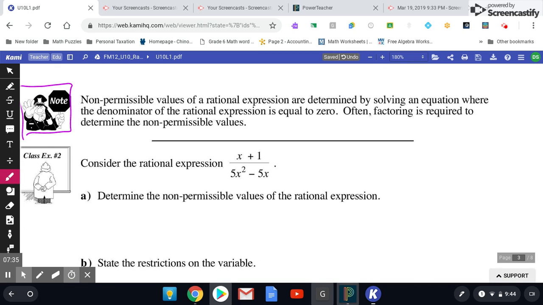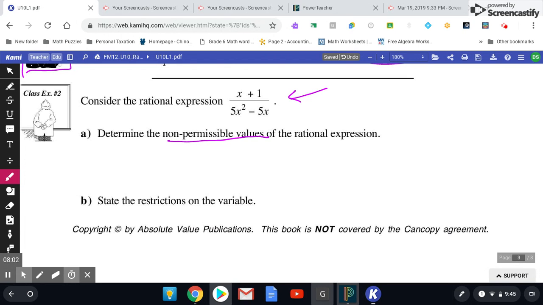Here's a stop sign guy again. He's very important. Non-permissible values of a rational expression are determined by solving an equation where the denominator of the rational expression is equal to 0. Factoring is required to determine the non-permissible values. So if they give me an expression and they just ask about non-permissible values, I only need to worry about the denominator. In order to find this, I'm going to factor the denominator, pull out what's common, leave what is remaining. And now that is the denominator. And from this expression, the denominator, I can discover what the restrictions are.